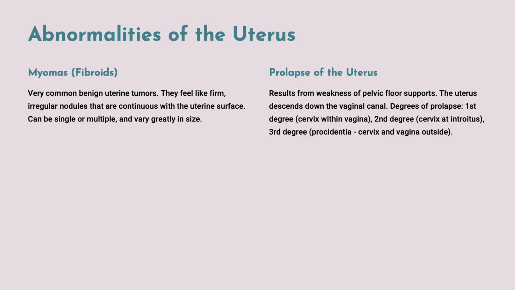Second degree is when the cervix is already located at the introitus, so you could visualize it already. And third degree is also known as procidentia, in which the cervix and vagina are already located outside. In other words, the cervix and vagina have been turned inside out. And that's because of the weakness in the pelvic floor muscles.